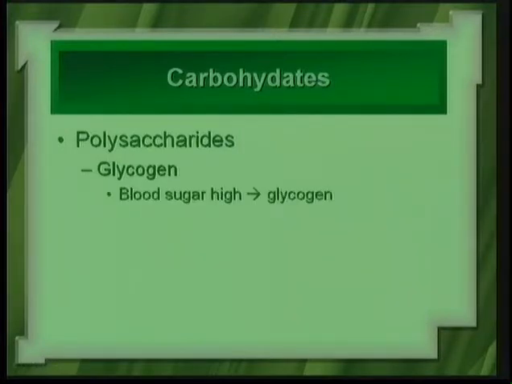And of course, if you have high blood sugar, like soon after you eat, and you're feeling really energetic, your body will generally make glycogen from the sugar units in order to store it. And usually we store our glycogen in our liver or in our muscles.